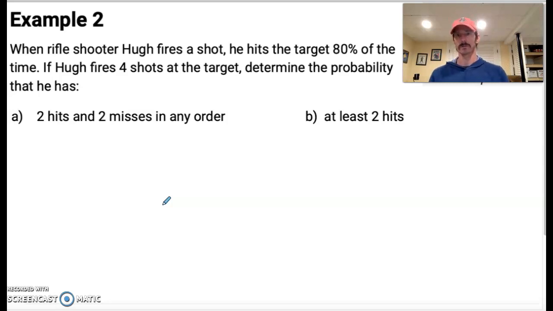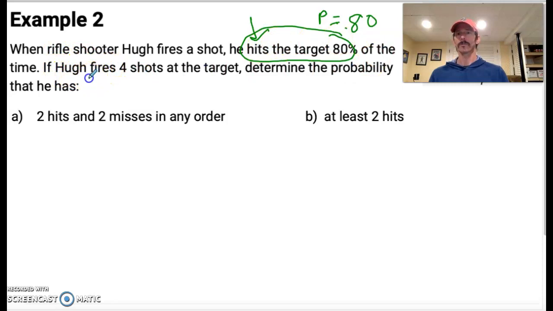All right, so you've got a rifle shooter. His name's Hugh. He fires a shot. Historically, apparently, he hits the target 80% of the time, so I'm going to circle that because I just have my p-value. My probability of success is 80%, and notice that a success is considered him hitting the target.